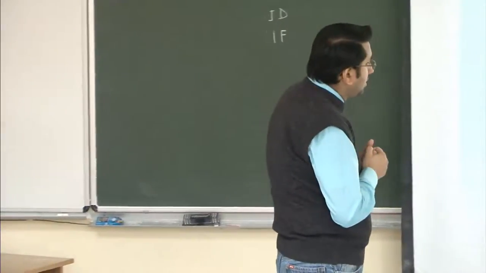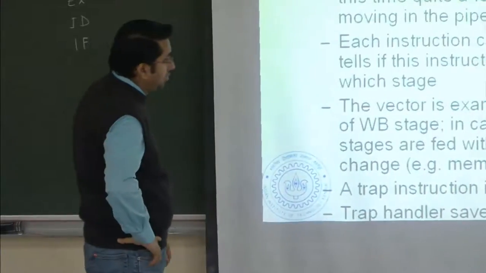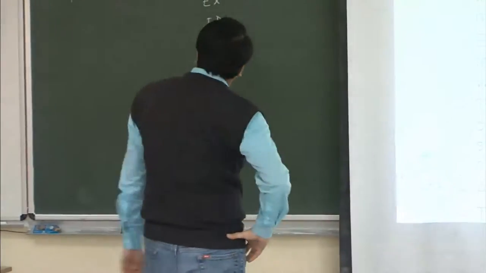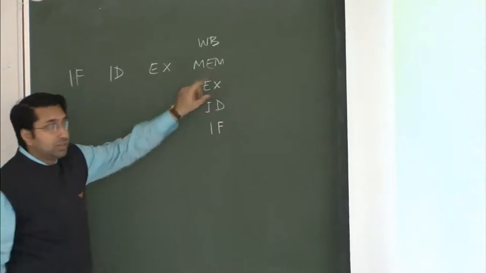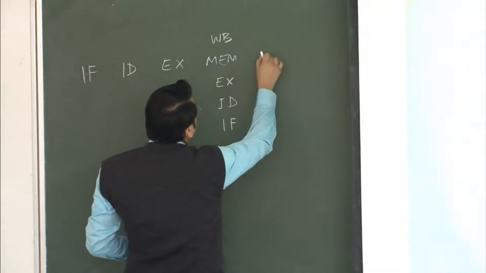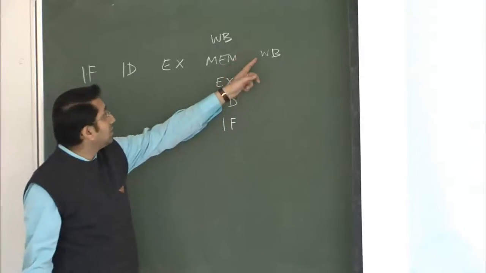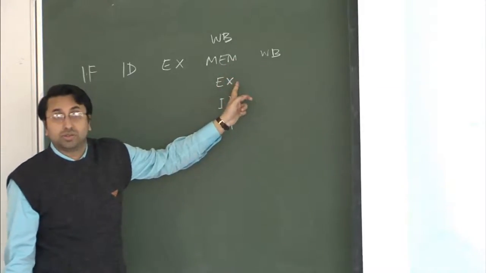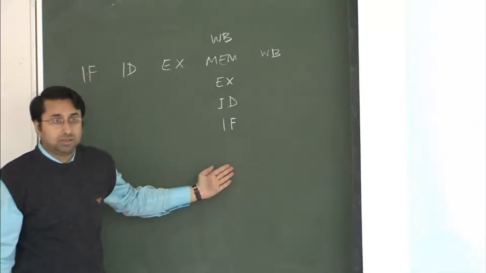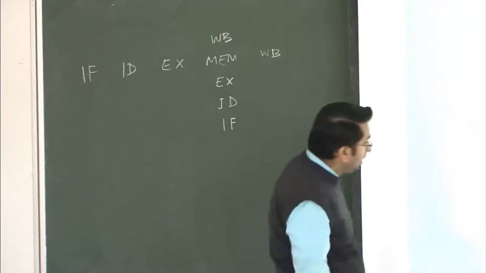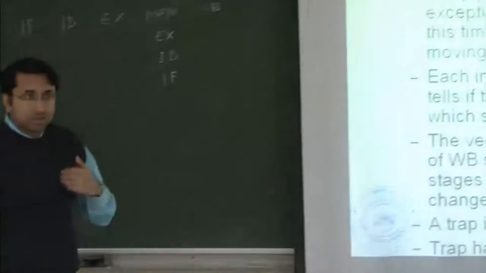In case of a marked exception, all pipe stages are fed with zeros to turn off any state change. Essentially, suppose this particular instruction takes a page fault in the memory stage. You mark that vector, and when this instruction reaches the write back stage, you examine the vector. The vector says that this instruction actually took an exception. So now you have to nullify the instructions which are already in the pipeline. That's exactly why all pipe stages are going to be fed with zeros, so that essentially there are no-ops.